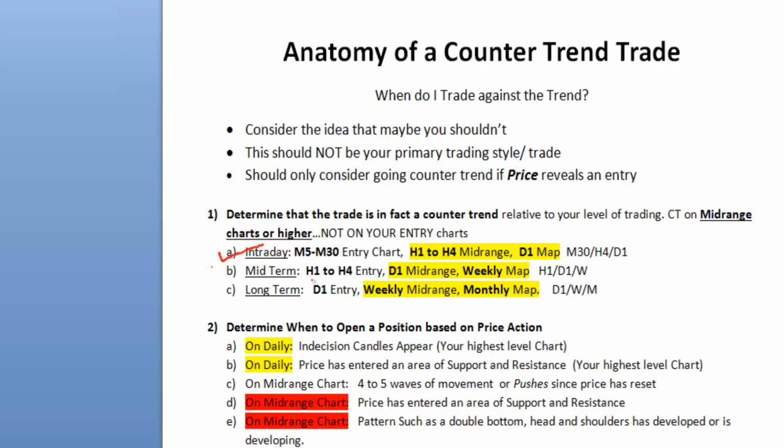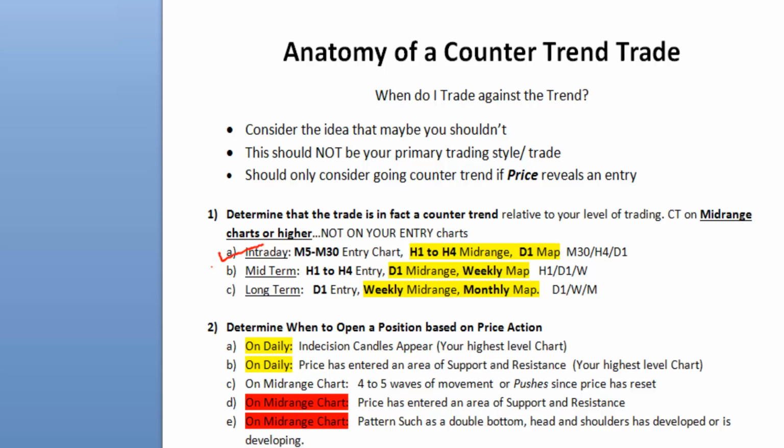Your entry chart should be H1 to H4. Your mid-range should be daily. Then your longer term or your map should be weekly. If you're a long-term trader, then you just move it up one. Your entry chart should be daily, your mid-range should be weekly, and your monthly should be your map. It depends what your style is, how much time you have, etc. But I highlighted here all of these highlighted time frames are what you should consider when determining if the trend is going down.